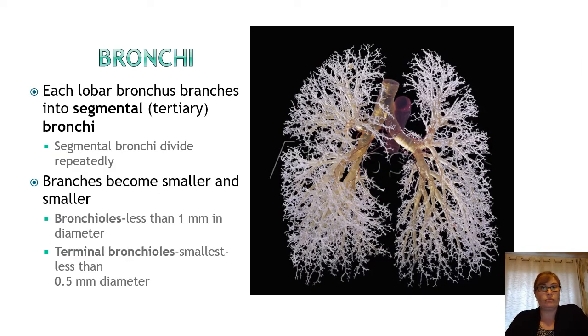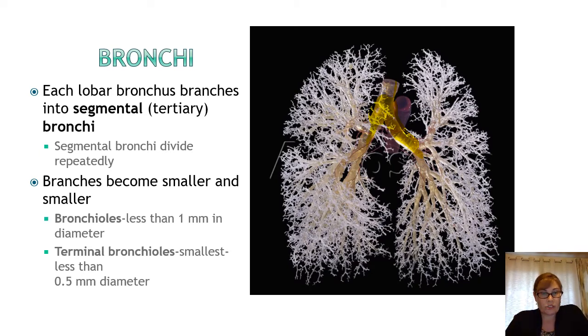This is a really awesome picture that one of my colleagues sent to me at one point. We're looking at a cast, we call it a cast of the airways in the lungs. You're looking at the carina right in this area here, and then we have our left primary bronchus and our right primary bronchus. Your primary bronchus is your first branch.